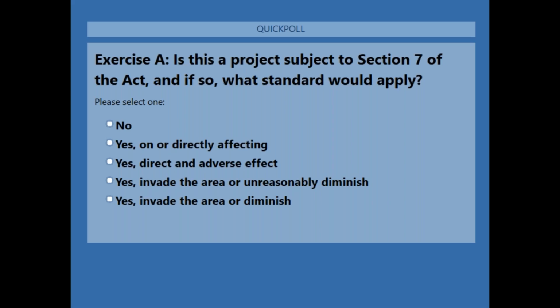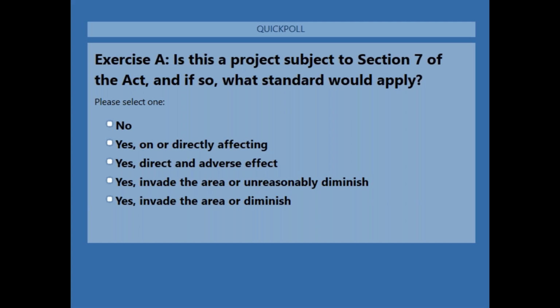Let's take a few minutes. You could say no, yes, on or directly affecting, yes, direct and adverse affecting, invade the area or unreasonably diminish, yes, invade the area, diminish, no, I don't know what I'm doing, I just tuned in today to have something to do for an hour. Okay, everybody locked in their answers?